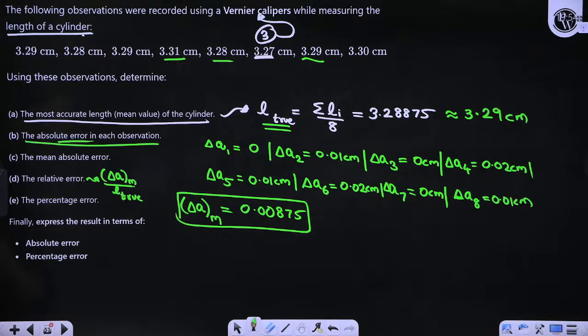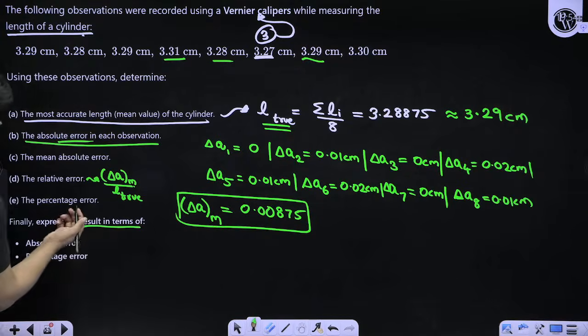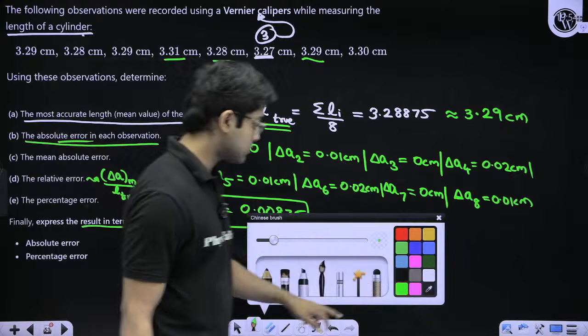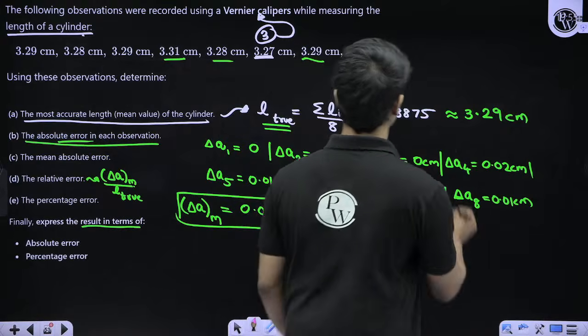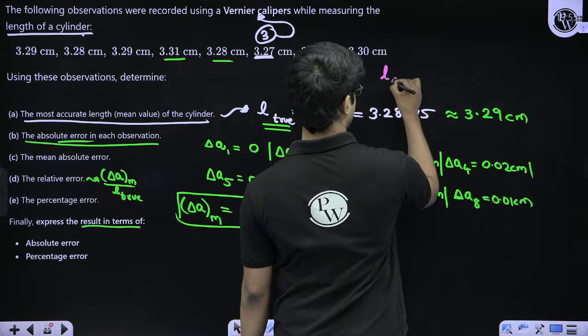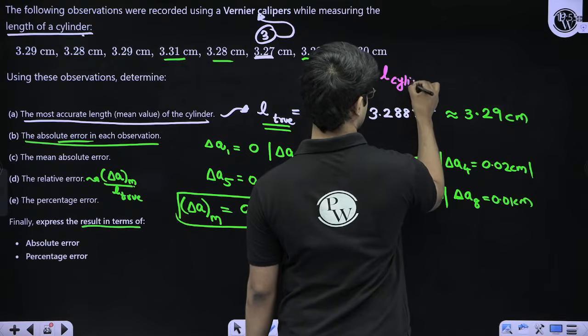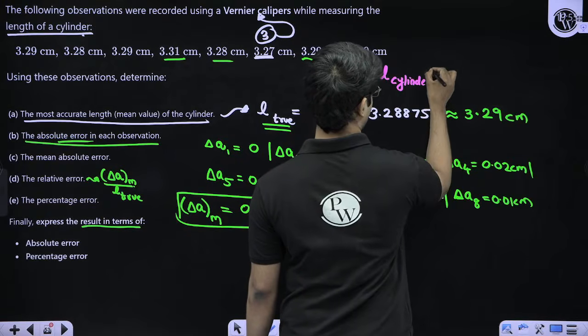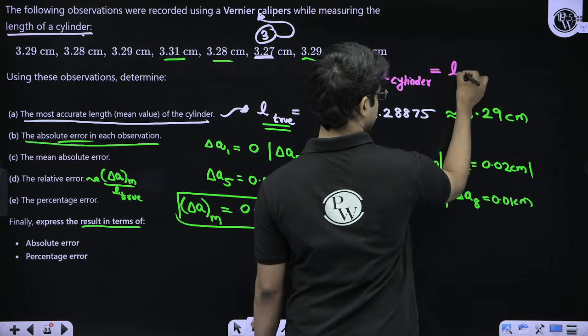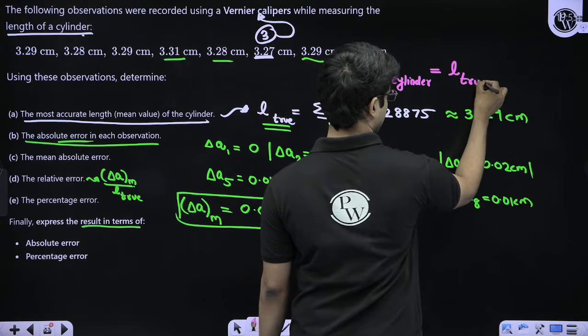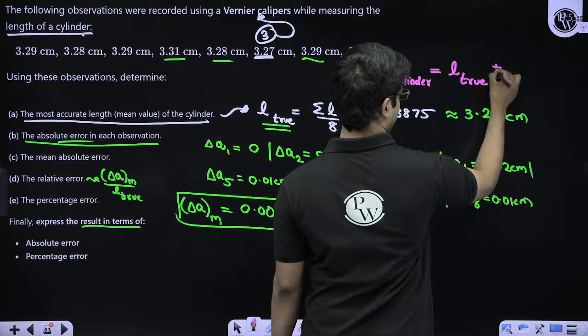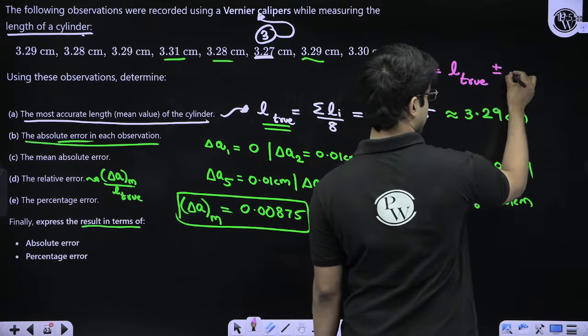So that is it. Then the thing is, finally express the result. So the result is the length of the cylinder, right? Length of the cylinder. So how do we represent it? We will represent it as the true value plus minus the error.